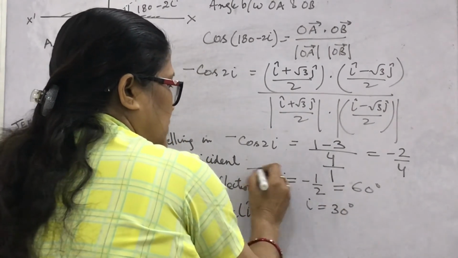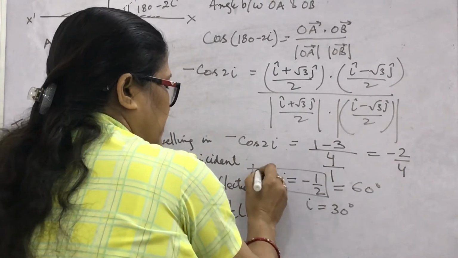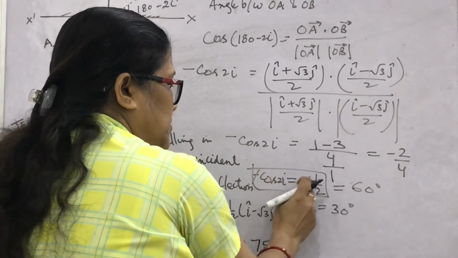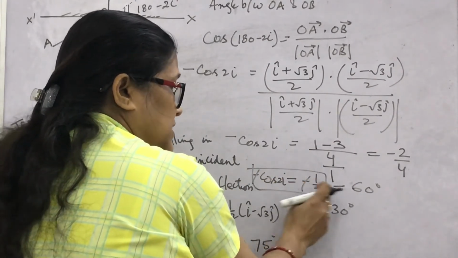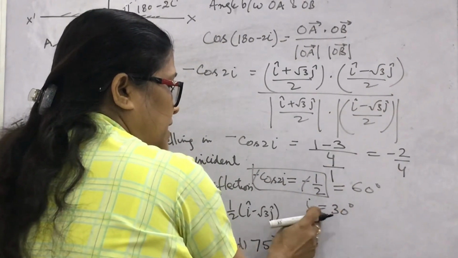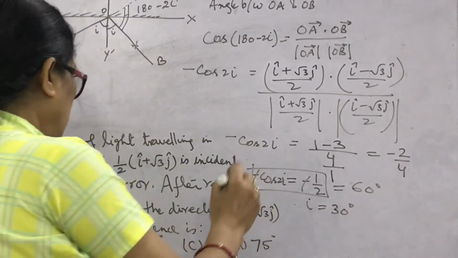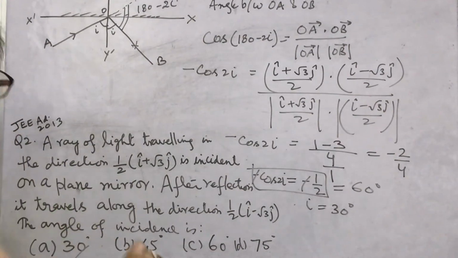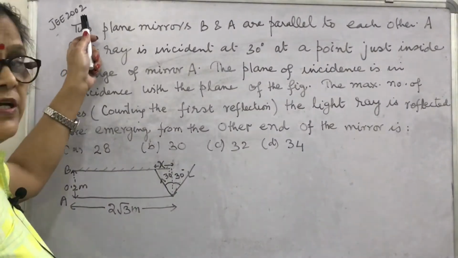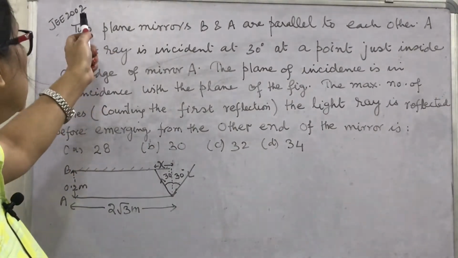You know what the relation says? If you cancel minus minus, then cos 2i is half, then cos 60 degrees is half, then i will be 30 degrees. So which option will be correct? This one option. See this question, it is asked in JEE 2002.